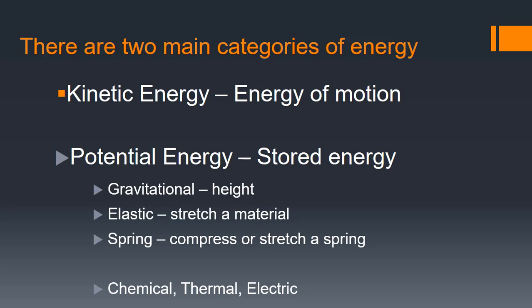Gravitational potential energy is energy stored when an object is raised to some height. Elastic potential energy is stored in a stretchy material, such as a rubber band. And when we stretch or compress a spring, we say that the energy is stored as spring potential energy. There are also some other potential energies, such as chemical, electric, and thermal, that we might get a chance to come back to later on.